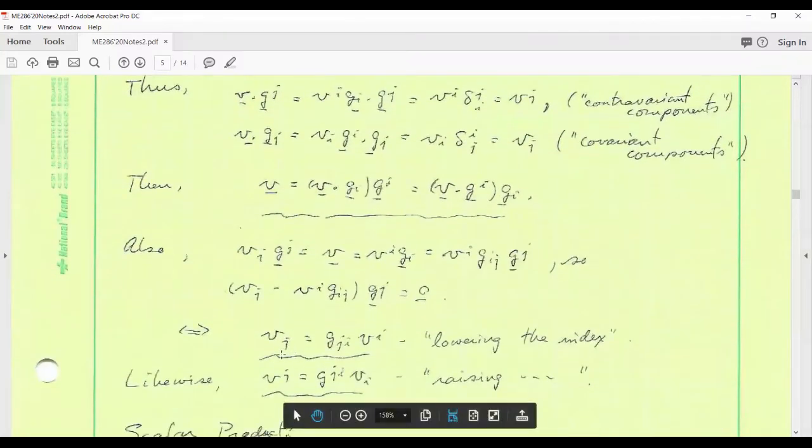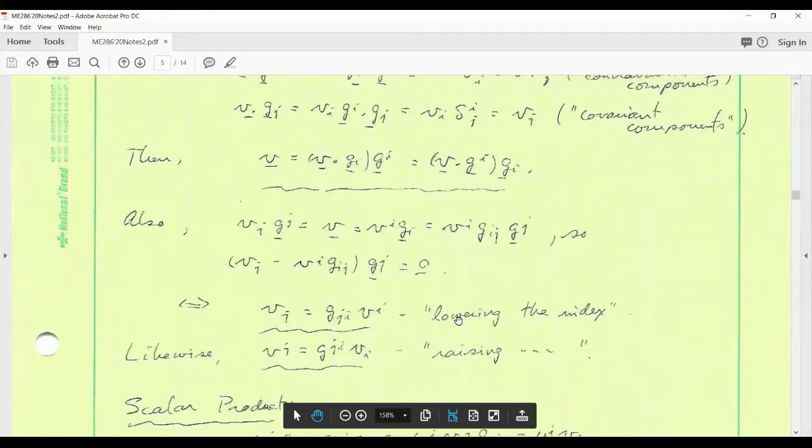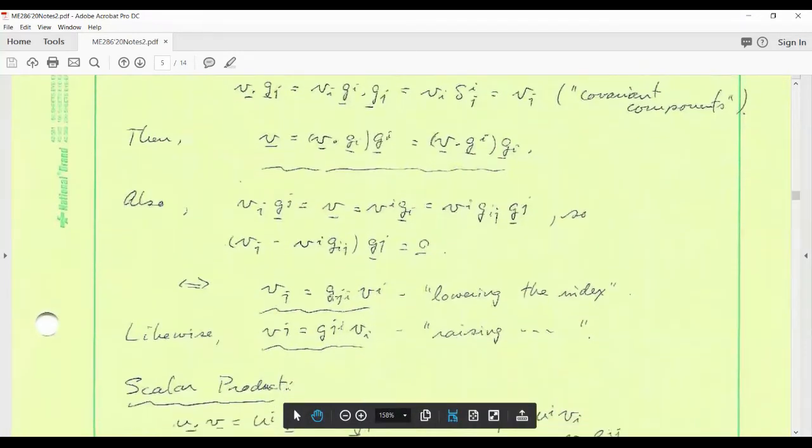Okay, and in the same way, you can establish this relationship between the superscripted and subscripted components of the vector. For obvious reasons, this operation here is called lowering the index. You can use the metric components to lower the index on the superscripted components to get the subscripted components. And you can use the dual metric or the reciprocal metric components to raise the index on the subscripted components of the vector to get the superscripted components. And so these are in one-to-one relationship with each other because the matrix is invertible.